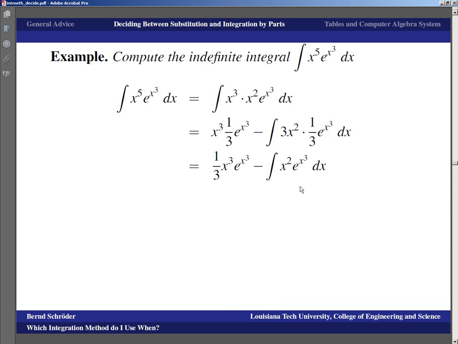We keep x squared e to the x cubed. Well, we already know what that antiderivative is. That's 1/3 e to the x cubed. So we end up with 1/3 x cubed e to the x cubed minus 1/3 e to the x cubed plus c, and that already is the answer. And if you want to double check, you can do that by taking the derivative.